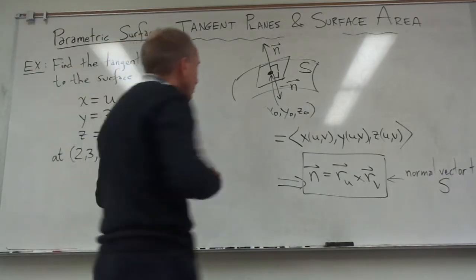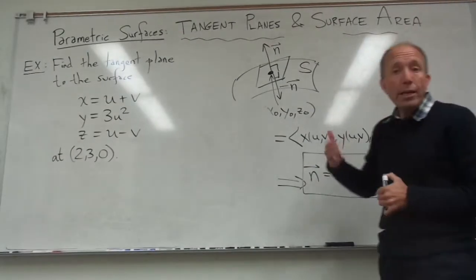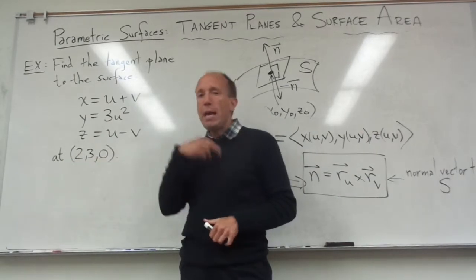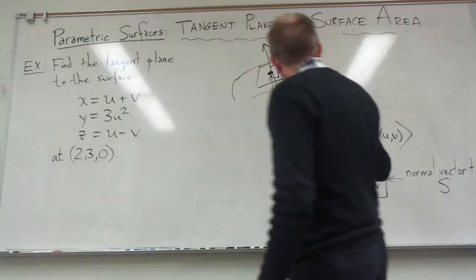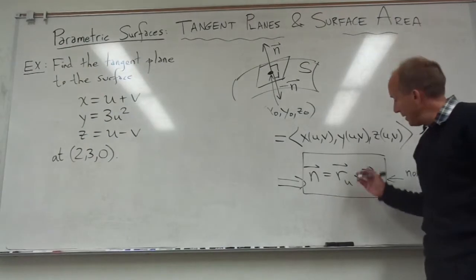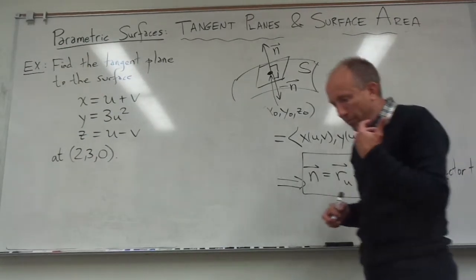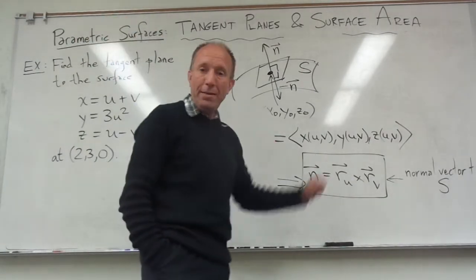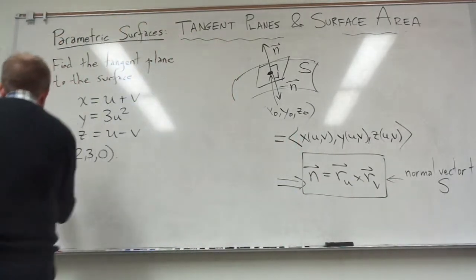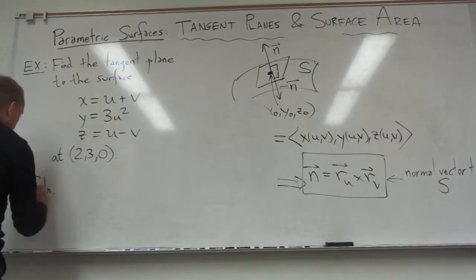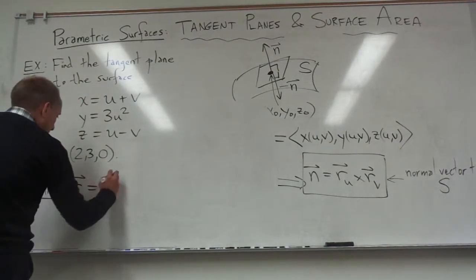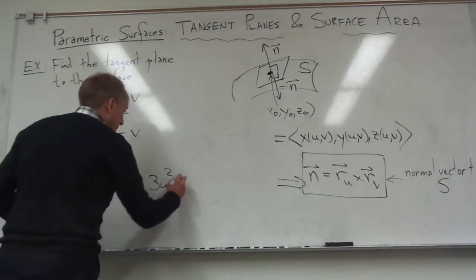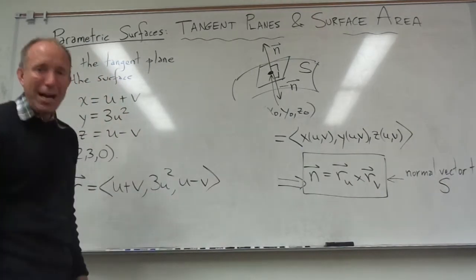Again, in order to write down the equation of any plane, I just need a point, which I was already given, and a normal vector. My normal vector, as I've explained, is simply the cross product of the partial derivative vectors of r with respect to u and v. For the solution, I can write down what r is. Remember, r is just the position vector, x, y, and z.